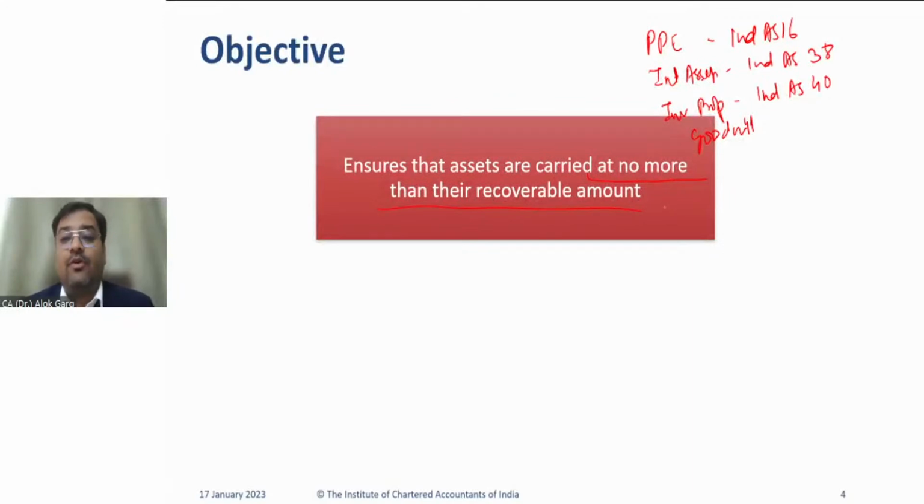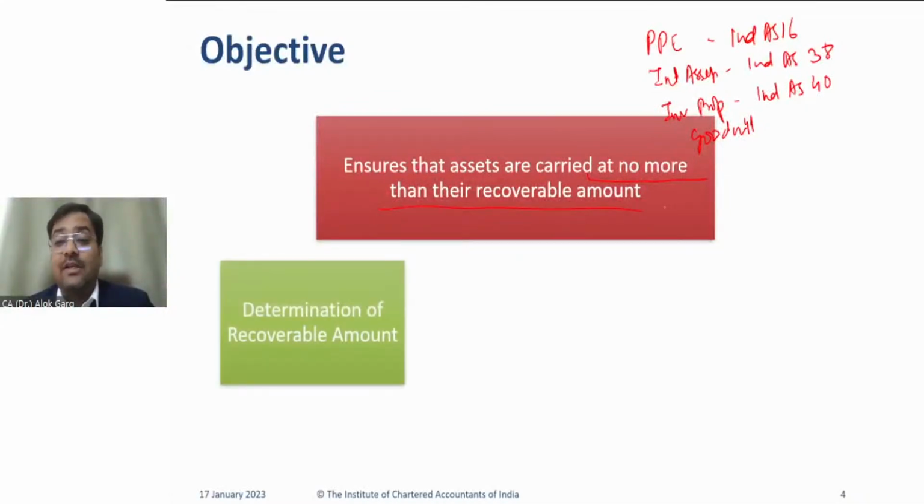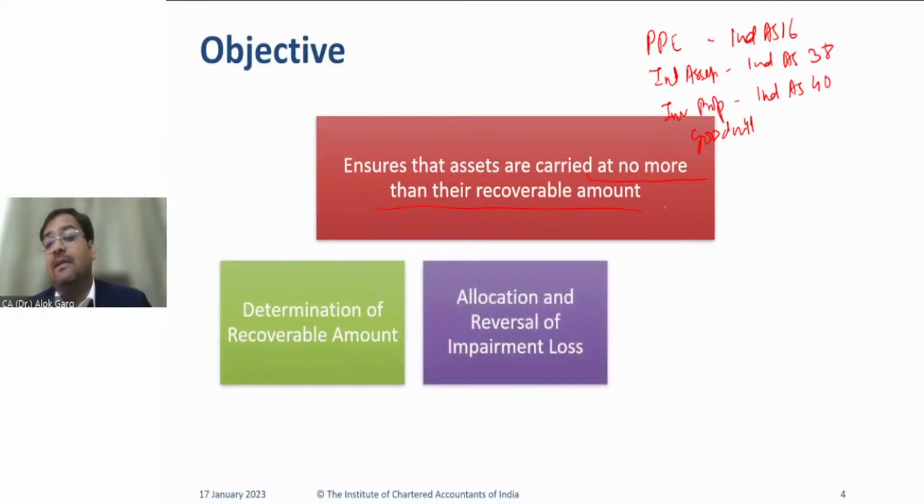In the example of the Skoda diesel car, the carrying value was 16 lakh rupees, but the market value or fair value was 10 lakh rupees. So what is the objective of this standard? The objective is to reduce the carrying value to the recoverable amount, and whenever you reduce the carrying value to the recoverable amount, there is an impairment loss. So the entire objective of this standard is to ensure that your carrying value in the books of accounts should not be more than the recoverable value.